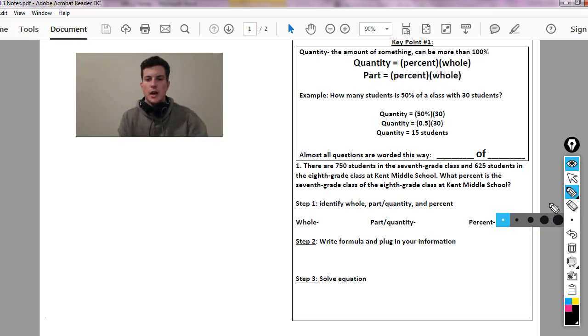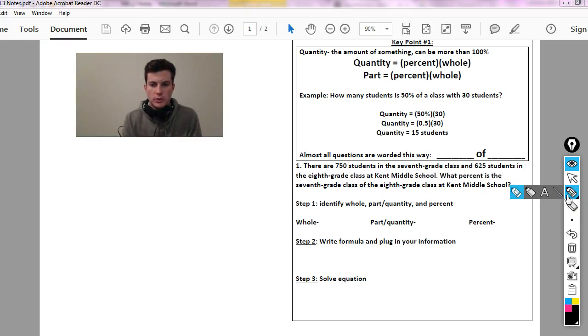Okay, there are 750 students in the 7th grade class and 625 students in the 8th grade class at Kent Middle School. What percent is the 7th grade class of the 8th grade class at Kent Middle School? Step 1, identify the whole, the part or the quantity, which today we're going to consider to be the same thing, and the percent.